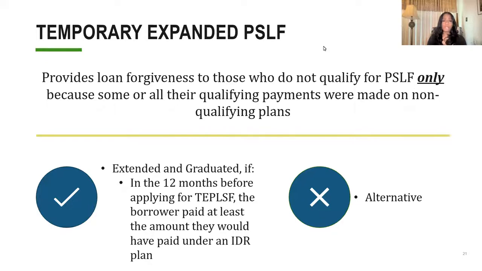So there's also something called temporary expanded PSLF. And this provides loan forgiveness to people who don't qualify for PSLF only because some or all of their qualifying payments were made on the wrong plan. So this was created by Congress through appropriations, and it's just for borrowers who couldn't get forgiveness because they had made some payments on extended or graduated plans. Next slide.